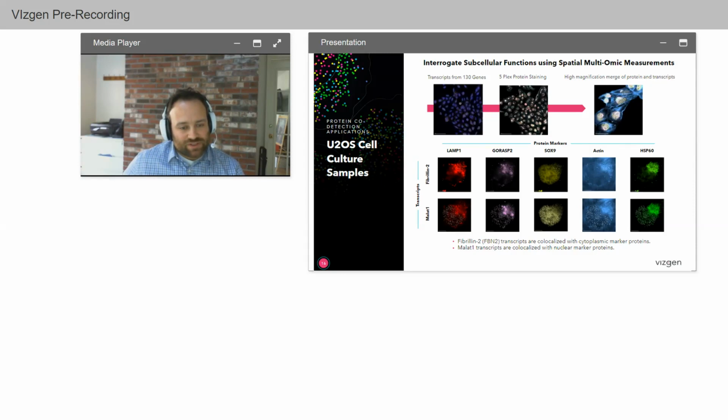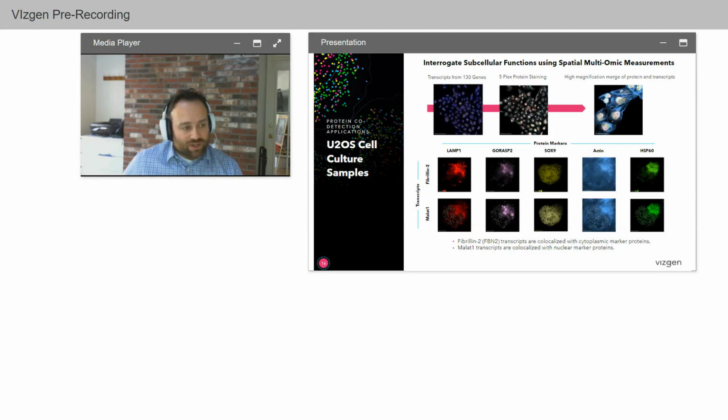For instance, fibrillin 2, where the transcripts are shown in white. We look at LAMP1, GRASP2, actin, and HSP60. We can see that it is co-localized with all of those protein markers. It is not co-localized with SOX9. What this pushes us to infer is that this fibrillin 2 transcript is co-localized with cytoplasmic protein markers and potentially implicated in cytoplasmic regulation.